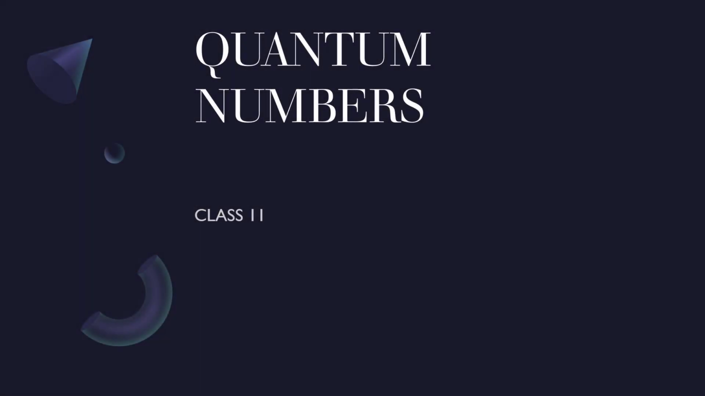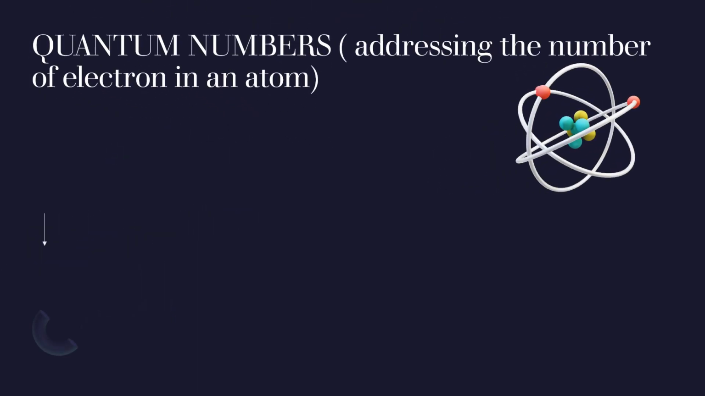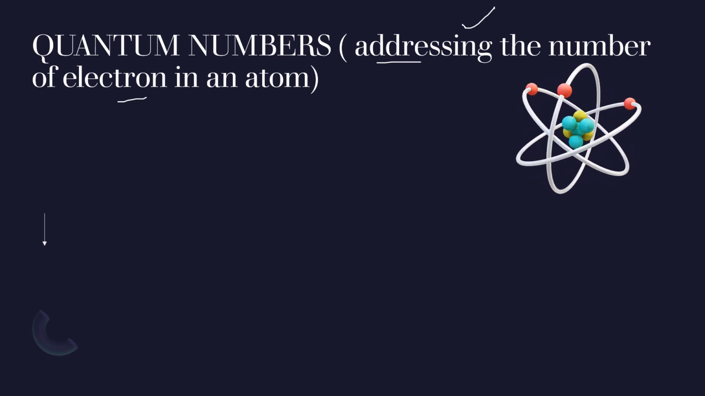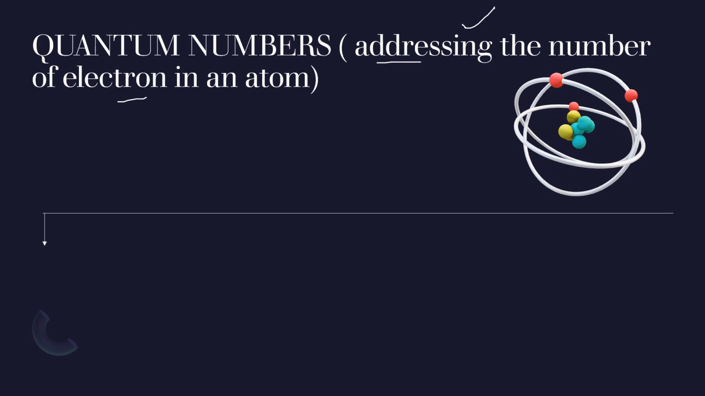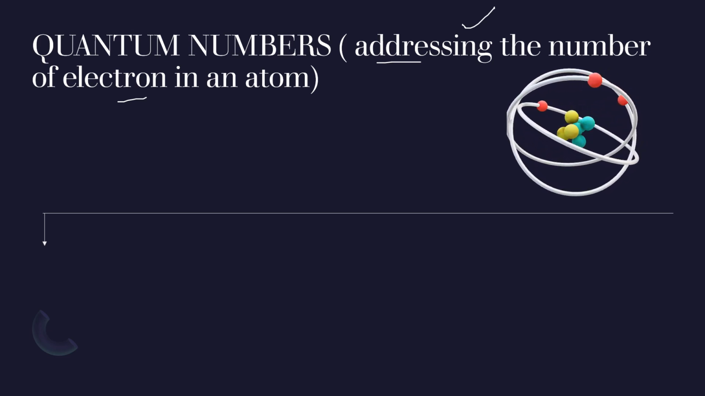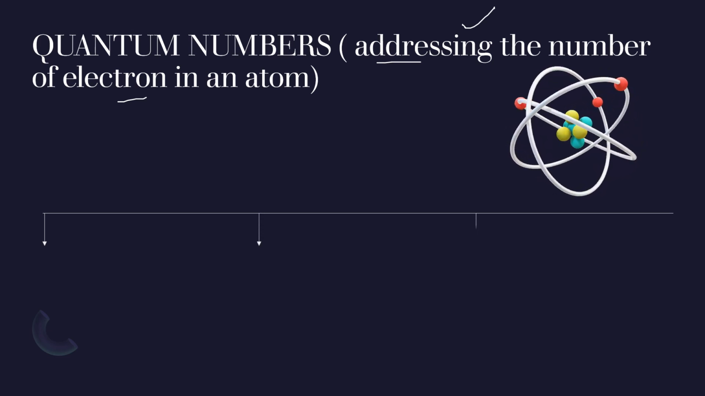Kids, in this lecture I'm going to teach you about the quantum numbers. First of all, quantum numbers are those numbers which are used to address the number of electrons in an atom. Now we know that an atom consists of the shells, the K shells, the subshells, the orbitals. For that calculation we're going to use the quantum numbers.